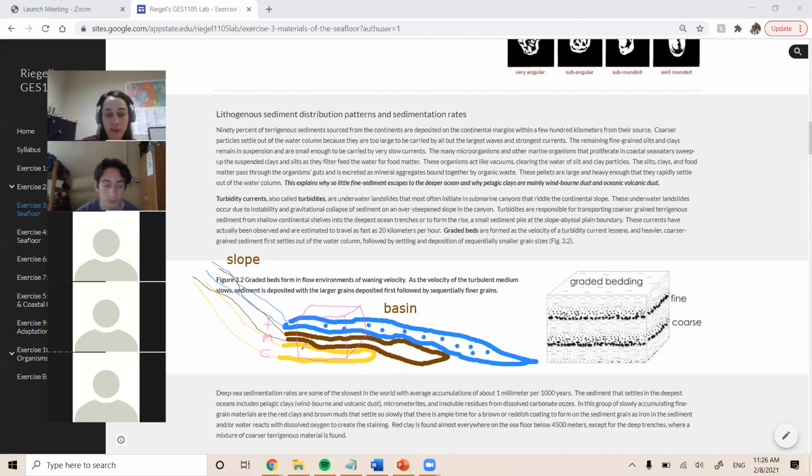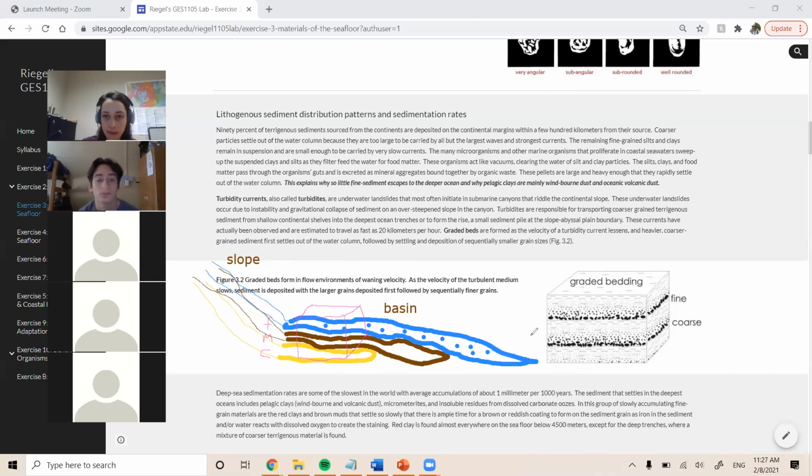Sand's going to lose energy the fastest. It's the heaviest, right? Your mud's going to lose energy the second fastest. And then your finer particles are going to go a further distance. Okay, does that connection make sense? From slope to basin, so we're talking about different environments, right?